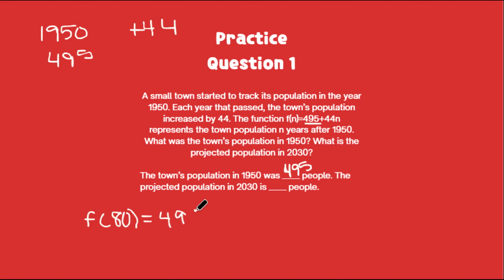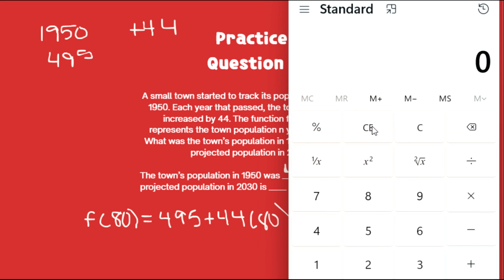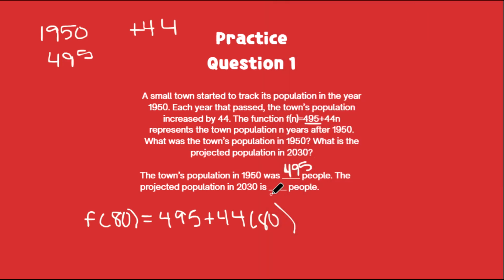495, I can actually write somewhat legibly, plus 44 times 80. Calculator, come back. So 44 times 80 gives us that, plus 495 gives us that. So we're expecting a population of 4,015.